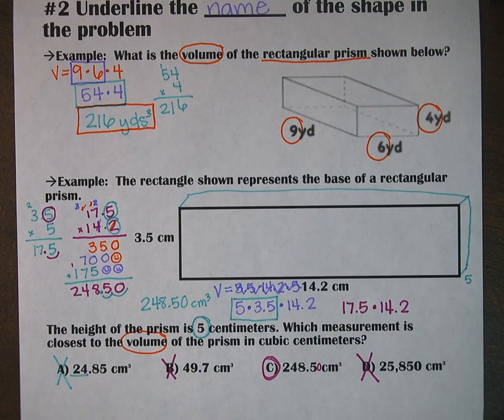So just remember, when you have volume, length times width times height, 3 numbers, circle and multiply.